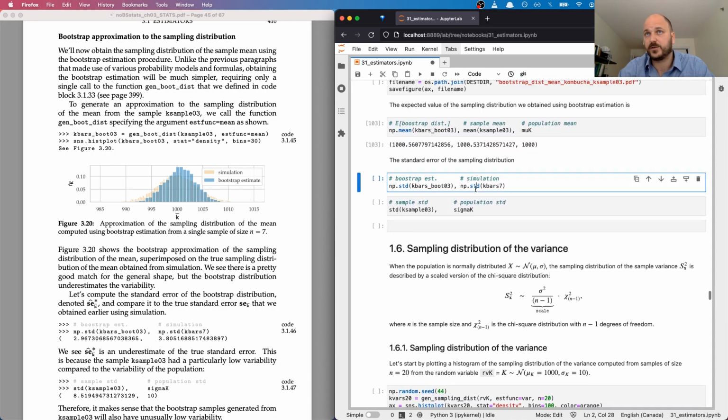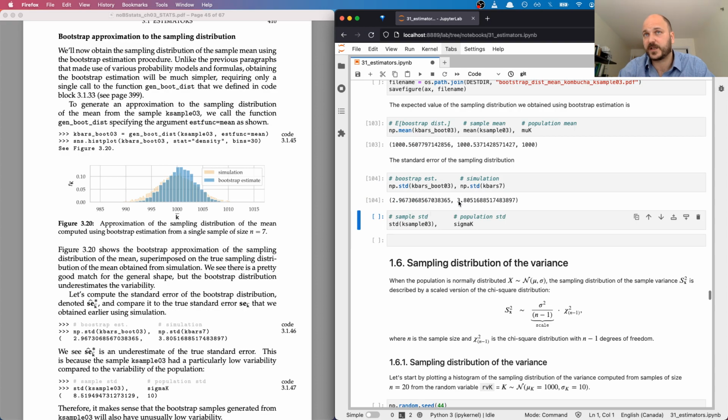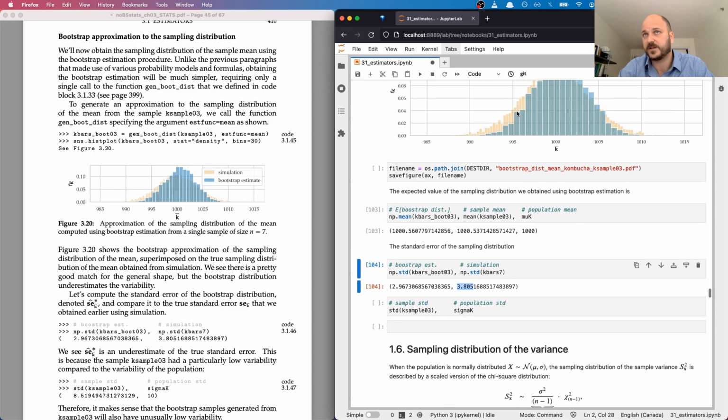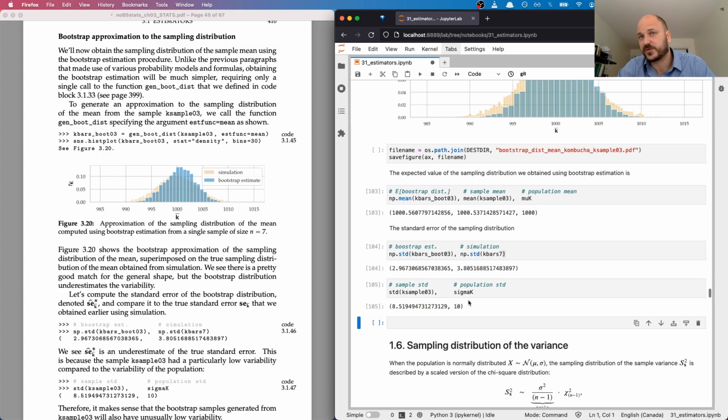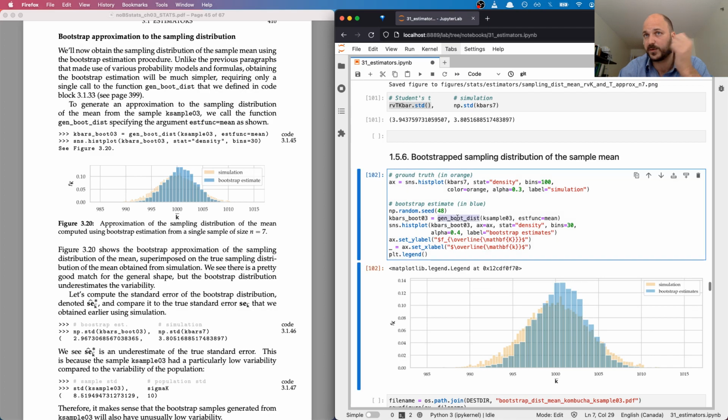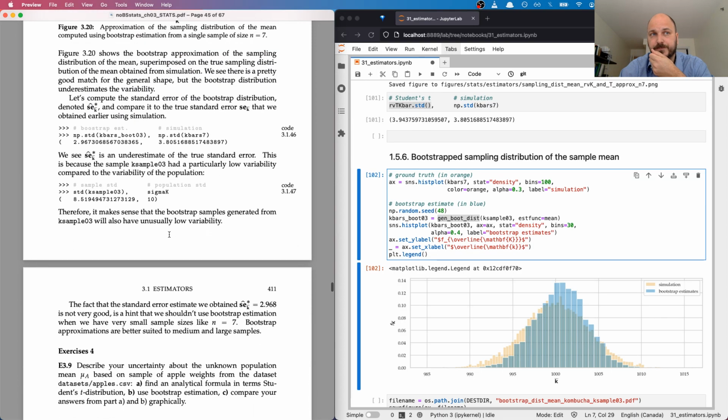Okay, numerically, this is what we get. This is the true standard deviation of the yellow here. And what we obtain through bootstrap estimation is 2.96. Not perfect. The true standard deviation of the population is 10, and we obtain an estimate of 8.5. Not the best, but it's free, right? You just call a function. That's what the bootstrap gives you. It's very easy to run.